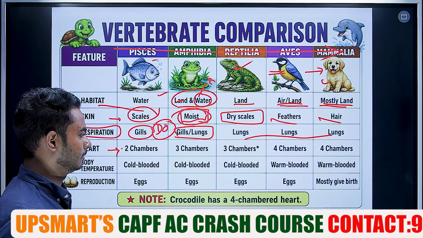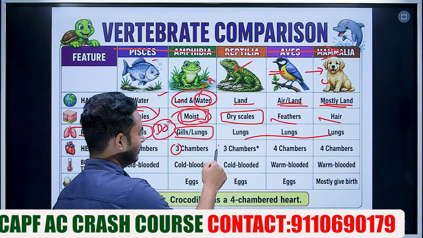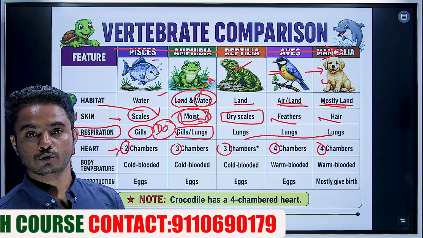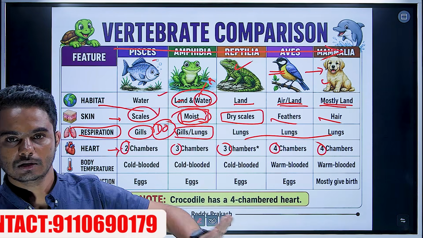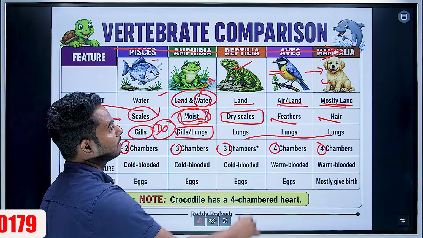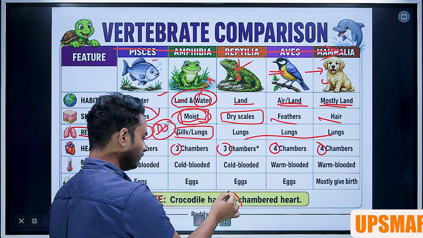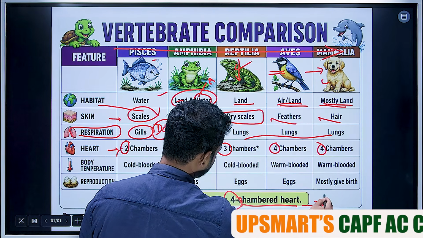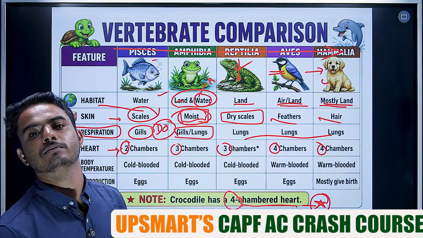Now this is important. Remember the sequence 2 3 3 4 4. That is how the sequence is. Those are the chambered ones. But the exception, crocodile belongs to reptilia. I told you crocs belong to reptilia, and those are 4 chambered. This is an exception, and this is very important. If at all they asked a question on chambers, they'll ask crocodile only.